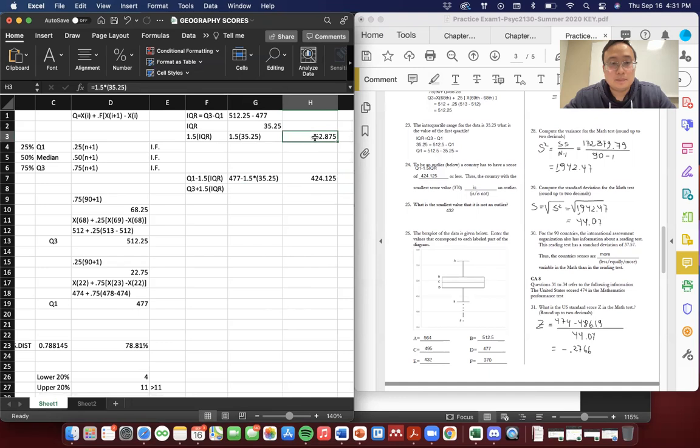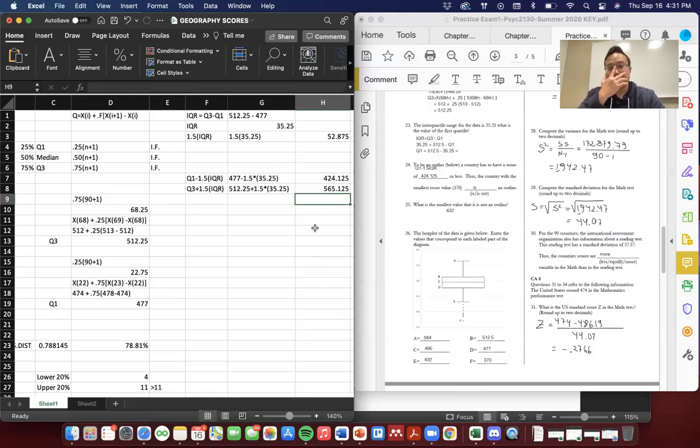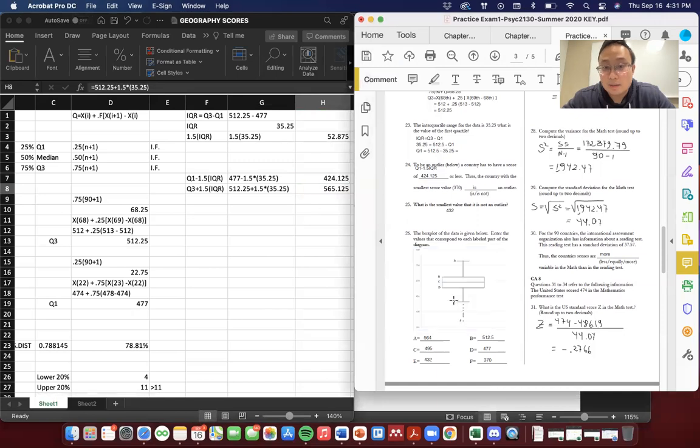In this case, it's quartile 3, right? Quartile 3 right here, plus 1.5 times that. Place it here, and make a sign. Okay. So this is how we're going to determine our A and our E, right?